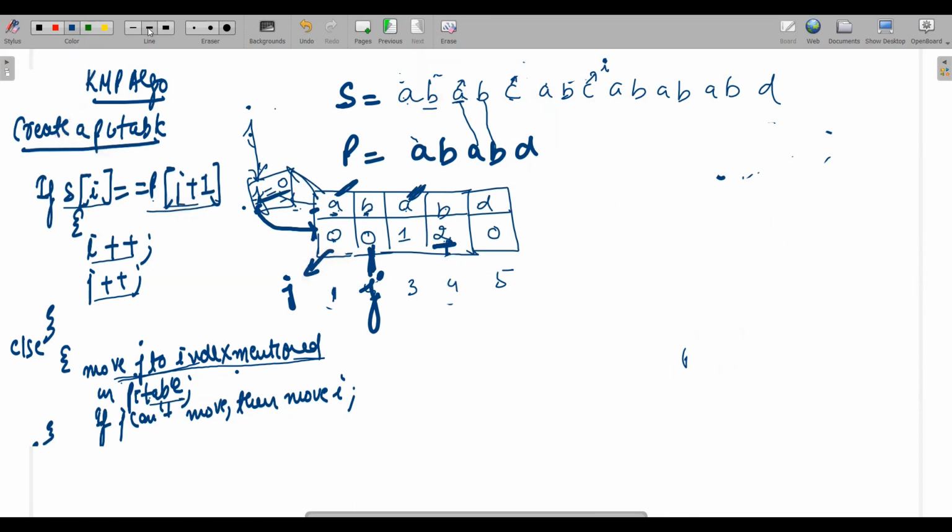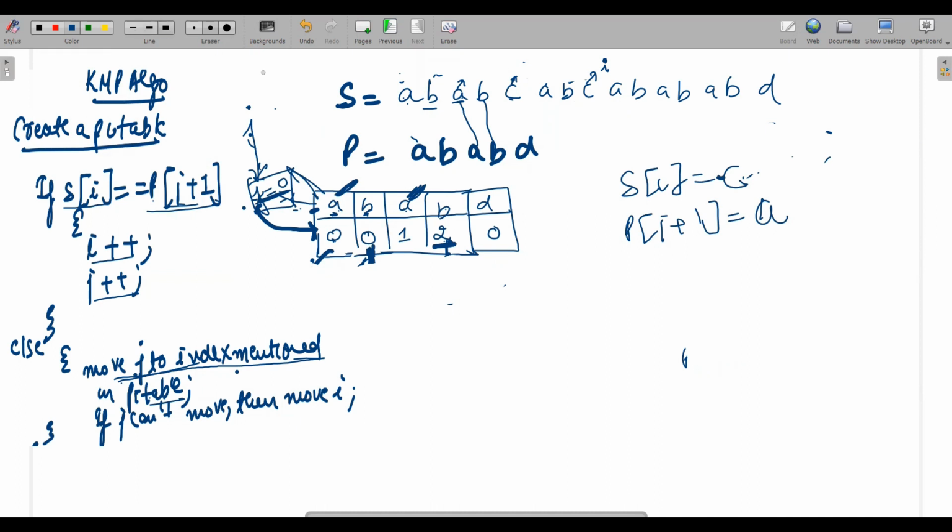Your S of i is C. P of j plus 1: j was B, so j plus 1 would be A. Again, there is no match. When there is no match, it means you have to move this j to the index mentioned in the pi table. The index mentioned is 0. So it means move this j over here. Now j is at 0, guys.